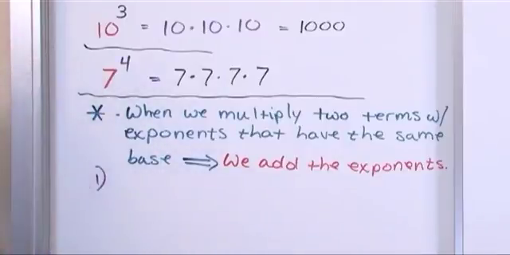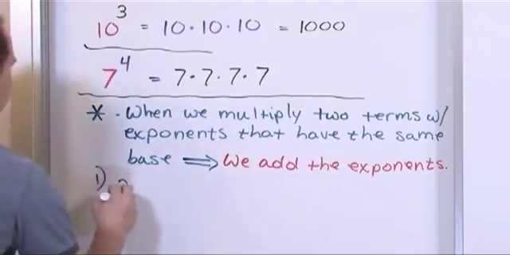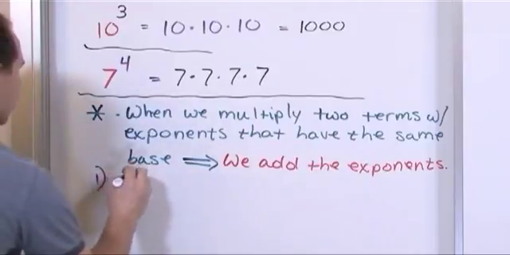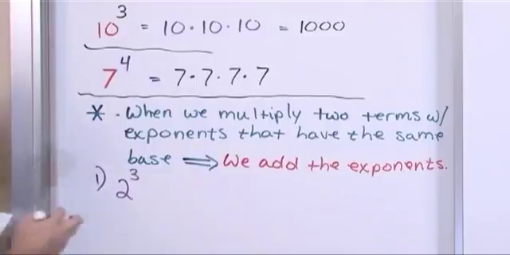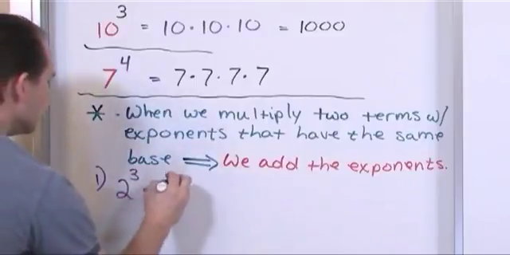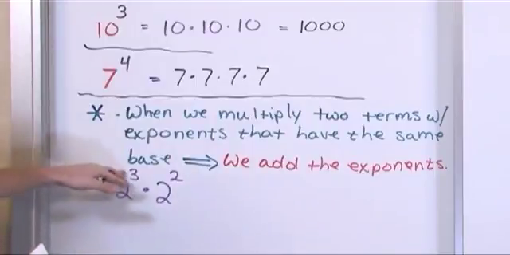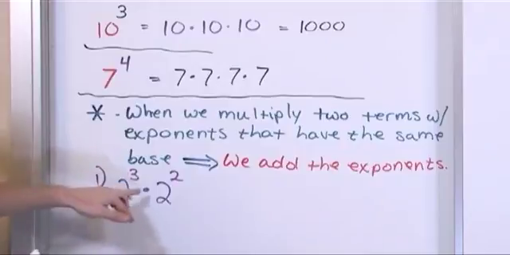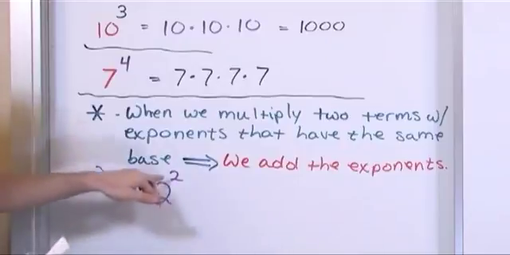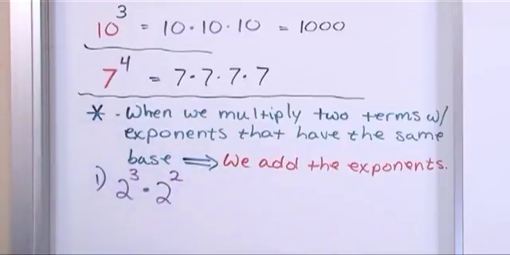Take a simple one. Let's say you had 2 raised to the power of 3, so 2 cubed, and you're multiplying this by 2 squared. So in a test, or maybe in an equation somewhere, you might have literally 2 raised to the power of something. In this case, it's 3. Here, this is 2 raised to the power of something. In this case, it's 2.